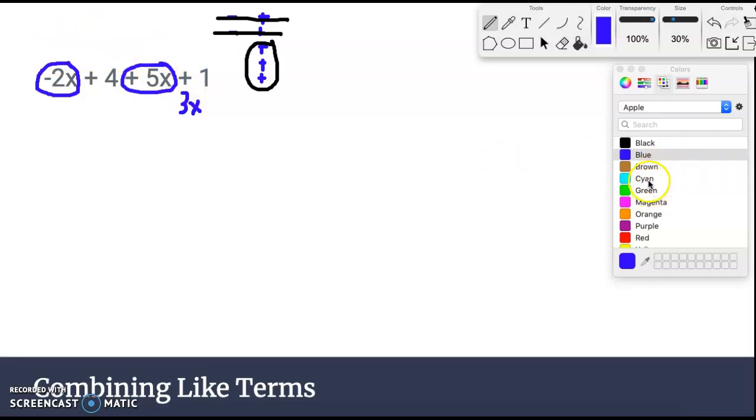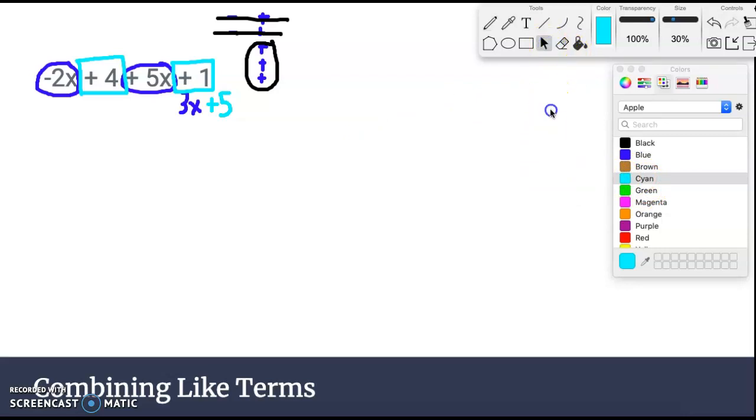And then I also notice that I have some constants here, so I have positive 4 and positive 1. So positive 4 and positive 1, I can just add those like regular numbers. That makes 5, and it's positive 5, so I'm going to write this as 3x plus 5, and that is my final simplified answer here.